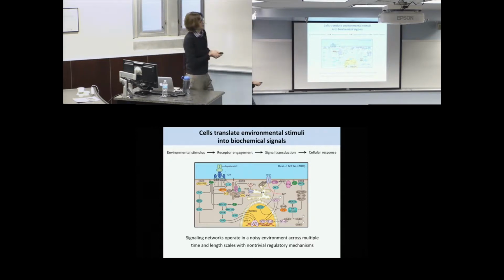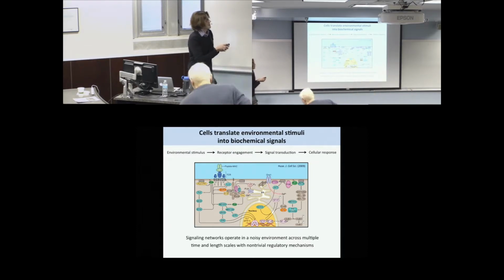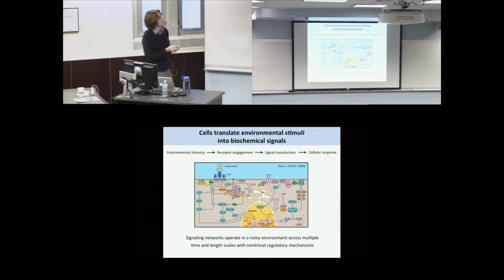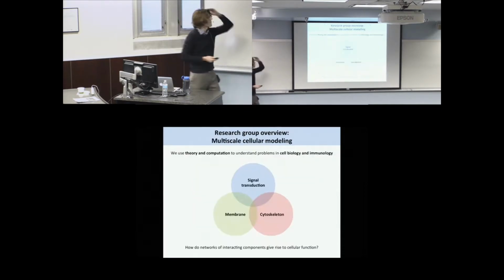Well, these networks operate in a noisy environment. So we have thermal noise, we have fluctuations in numbers, and they really are organized across multiple time and length scales, ranging from receptor engagement, which is on the time scale of seconds, to cellular response, which can be on the time scale of minutes to hours, and ranging from the protein size, which is on the order of a nanometer, up to cell sizes, which is on the order of tens of microns. So that gives you the context of what we're thinking about here.